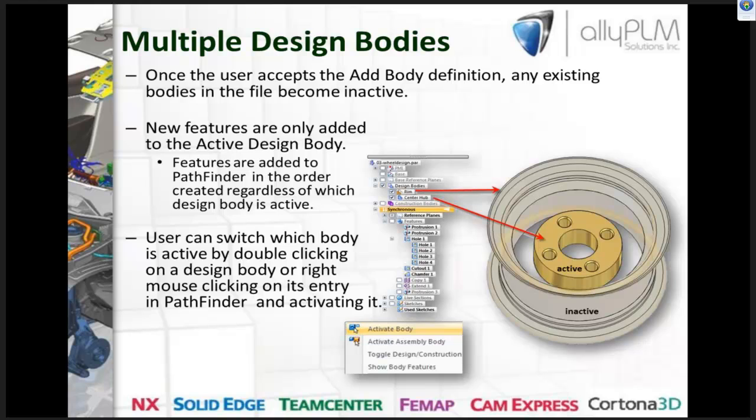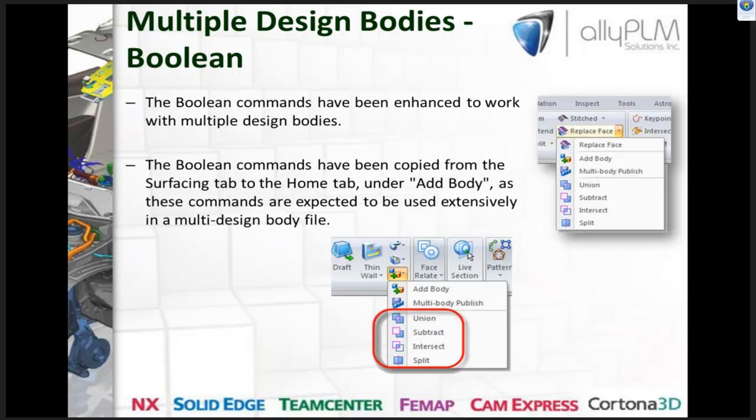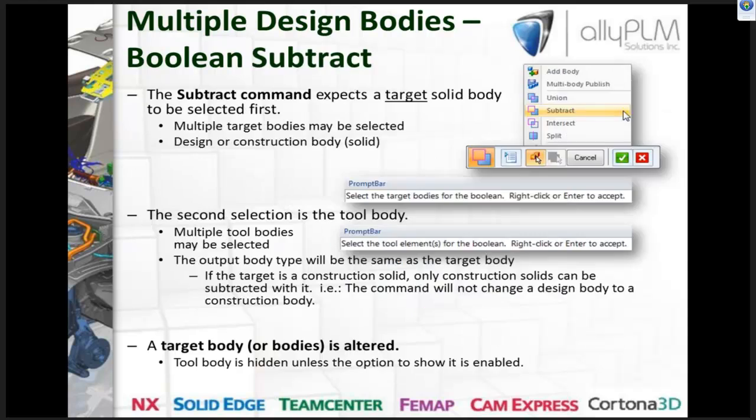You also have some new Boolean commands, and they're designed to work with these multiple design bodies. So you have the ability to do a union, subtract, intersect, or split. So you can do the subtract command. You'd select the target body and then the body that you want to subtract from that target body.